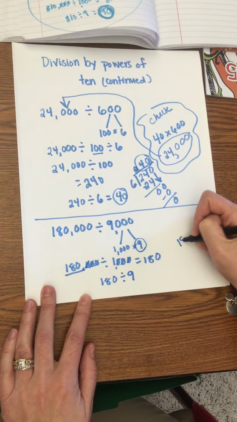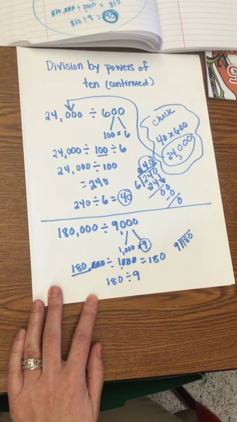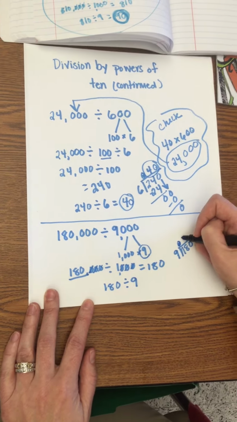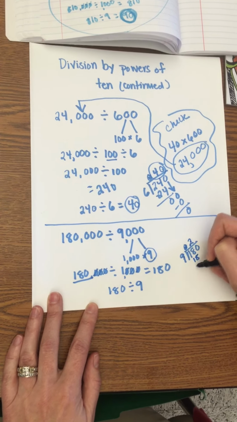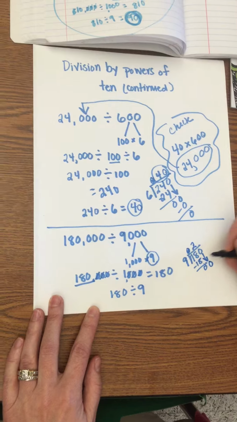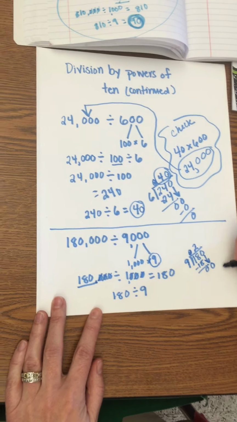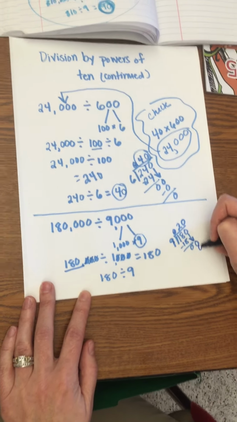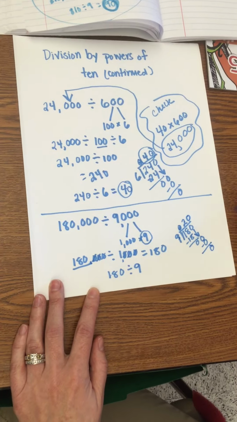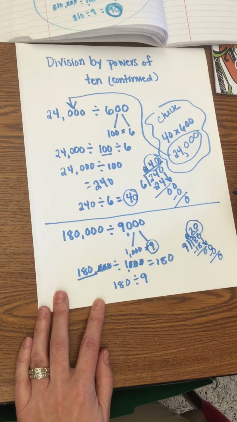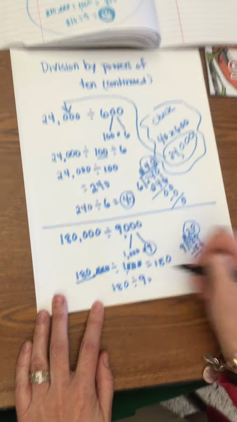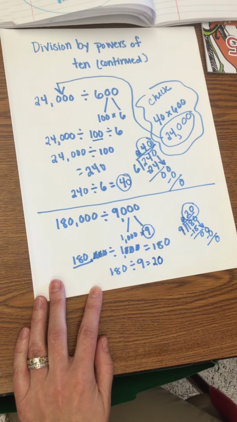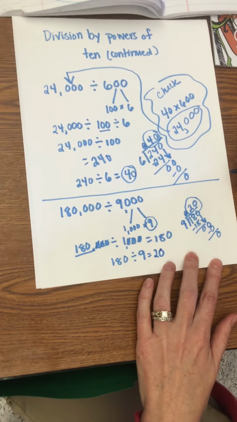Well, I can do that with long division, but I should be able to do that in my head by now. So I think 9 times what gives me 18? That's 2. 2 times 9 is 18. I subtract. I bring down. Since I brought down a 0, I have to go through the DMSB process again. So I know 0 times 9 is 0, and I subtract. I have nothing left to bring down, so I know that 180 divided by 9 is 20.